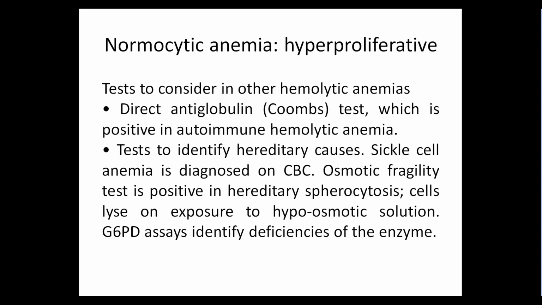Tests to consider in other hemolytic anemias: the direct antiglobulin or Coombs test, which is positive in autoimmune hemolytic anemia. Tests to identify hereditary causes: sickle cell anemia is diagnosed on CBC. The osmotic fragility test is positive in hereditary spherocytosis, with cells lysing on exposure to hyposmotic solution. The G6PD assay identifies deficiencies of the enzyme.